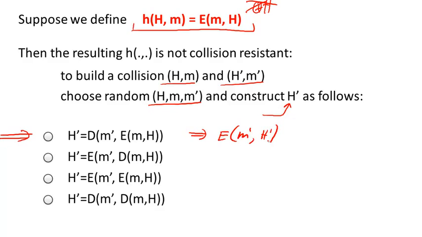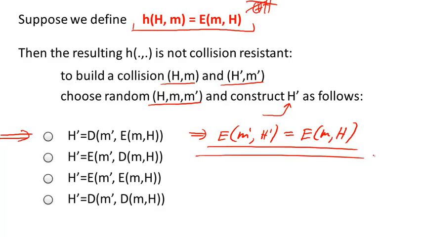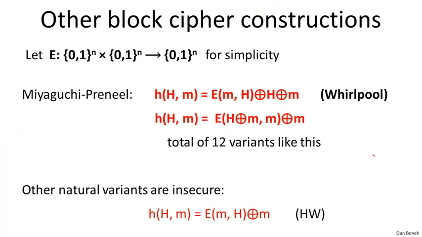This is what we get by applying encryption using m prime to the left-hand side. And if we apply encryption using m prime to the right-hand side, the decryption operator cancels out, and we are simply left with the encryption of m comma h, which is exactly the collision that we wanted to find. So you can see that by using the decryption function D, it's very easy to build collisions for this compression function. Now I should tell you that in fact, Davies-Meyer is not unique.